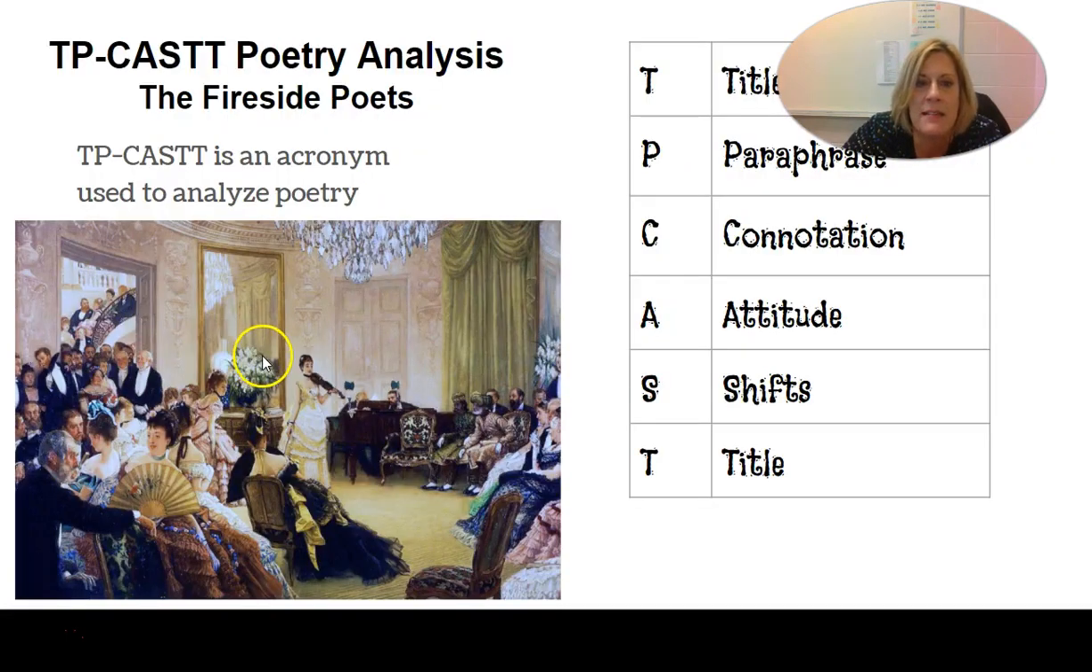Okay, when we analyze and we do our, you'll see this in the module, in the introduction and directions. And I wanted to make sure you were aware that this is just an acronym, and I will go through the model of what it is.